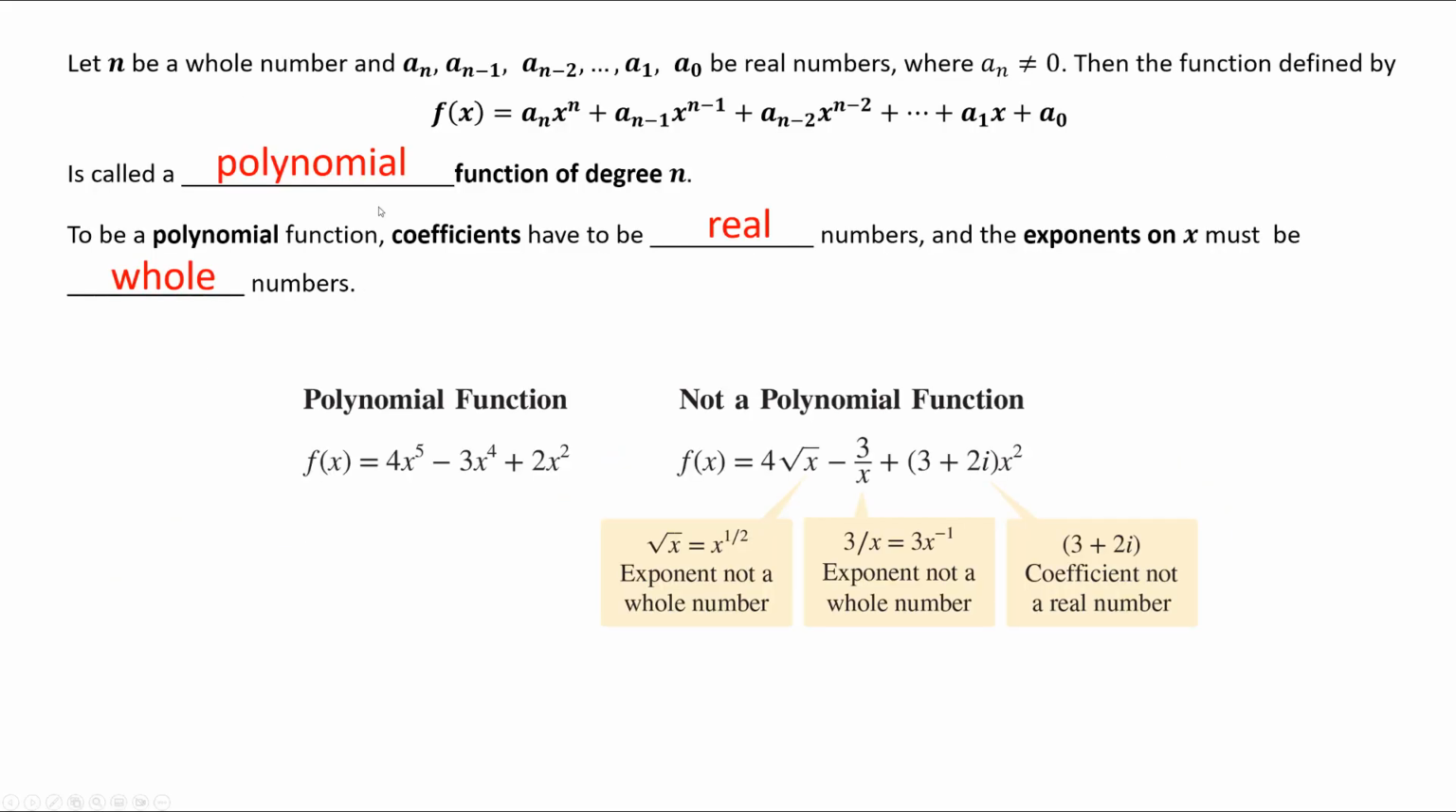You can tell that the polynomial function on the left is a polynomial function. It has all the things that we just said. The coefficients are real numbers. The exponents are whole numbers. It's all good. The one on the right is not a polynomial function because square root of x is x to the 1/2, so the exponent on x is not a whole number. 3 over x means 3 times x to the negative 1, which means the exponent is a negative integer, not a whole number. And 3 plus 2i is a complex number, and the coefficients have to be real. So this is the difference between a polynomial function and something that is not a polynomial function.